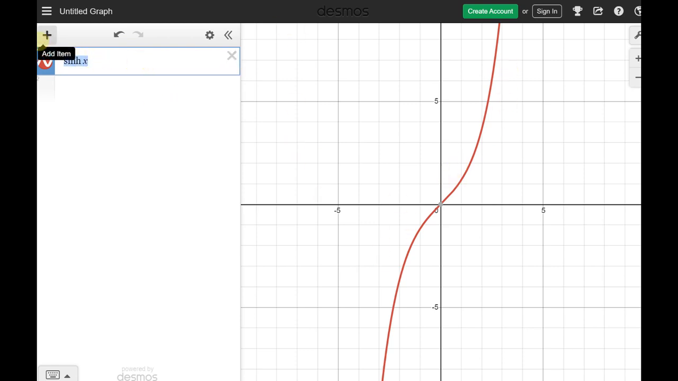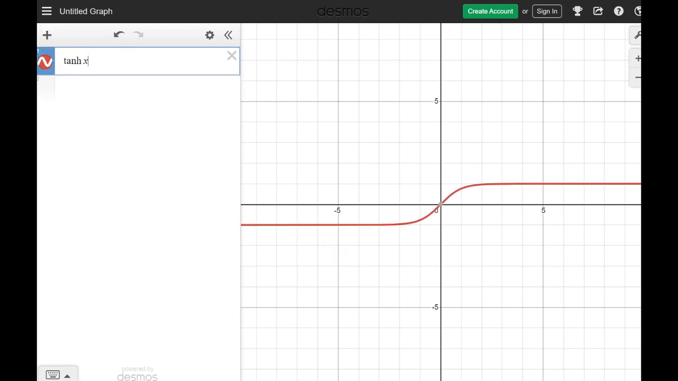Okay, so I also want to show you just the other ones. Here's your hyperbolic tangent. Again, totally different from the graph of tangent. And then if we look at hyperbolic cotangent, again, totally crazy. We'll look at hyperbolic secant, and then we'll look at the hyperbolic cosecant.